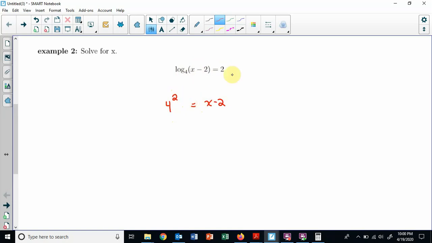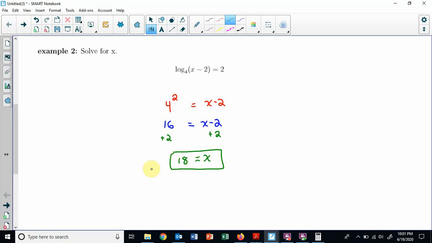That's actually really easy to solve now. Now that I have written it in exponential form. So what's 4 squared? We know that's 16. And then solving for this should be really easy. All I got to do is add 2 over to get x by itself. So x equals 18. That was a piece of cake.